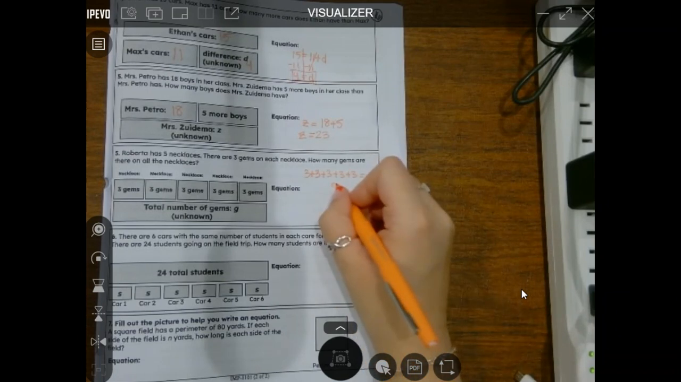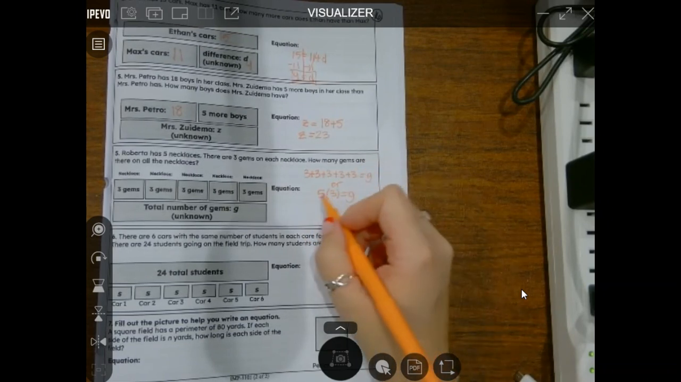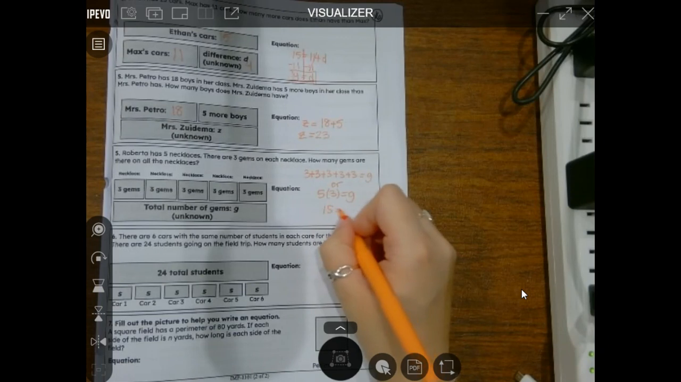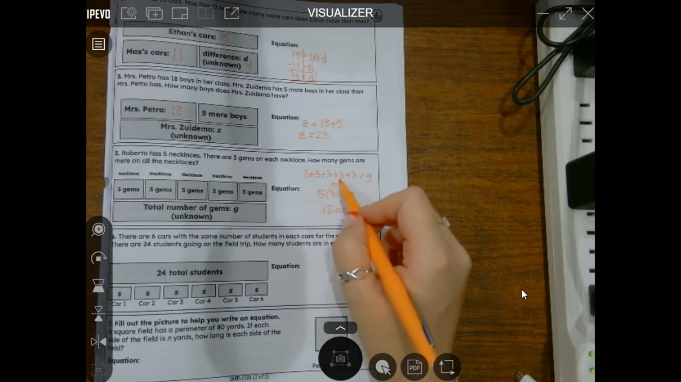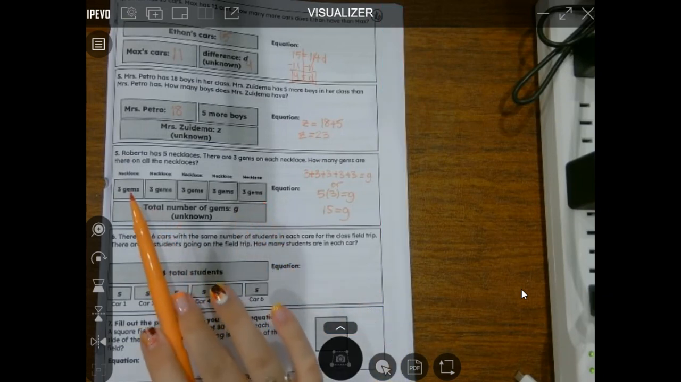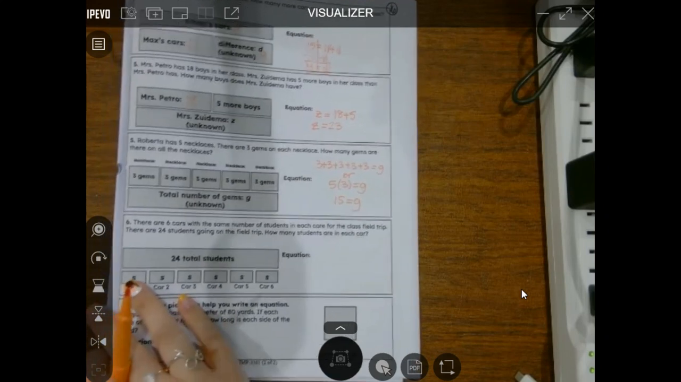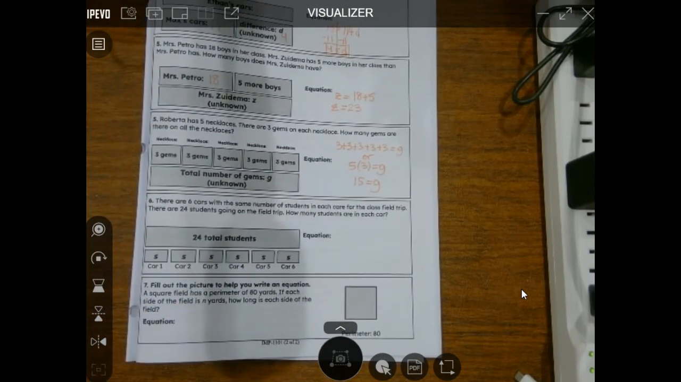Yeah, you got it. There's 5 that each have 3. Okay. And 5 times 3 is 15, which you still would have gotten if you did 3 plus 3 plus 3 plus 3 plus 3. So if you add all those together, that's going to tell you the total number of gems on the necklaces. So even if you didn't have that up there, do you think you could have gotten the equation from this? Awesome.